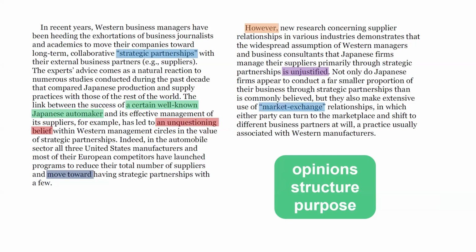Finally, we have market exchange relationships. And notice how they're not expecting you to be an expert in this area of business. They explain these technical terms in the passage. Back to our questions.